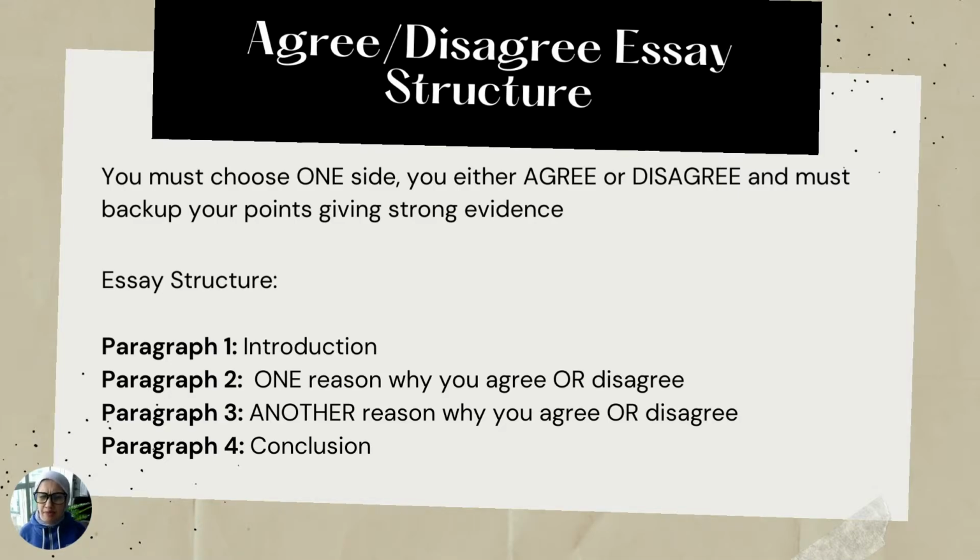So your paragraph 1 should be an introduction. Paragraph 2 should be one reason why you agree or disagree. Paragraph 3 should be another reason why you agree or disagree. And paragraph 4 should include a conclusion. I will explain each paragraph in detail and what exact sentences should be included throughout all these 4 paragraphs.